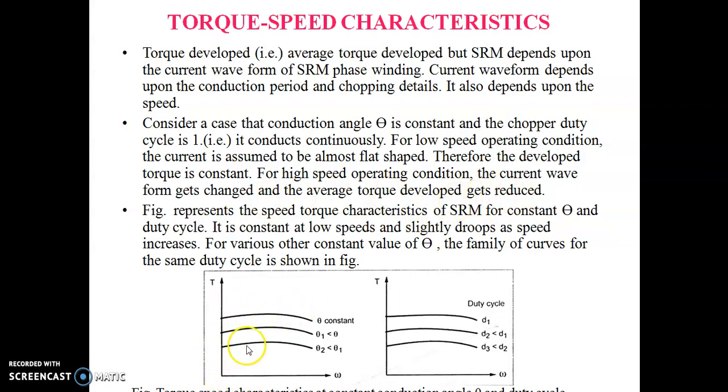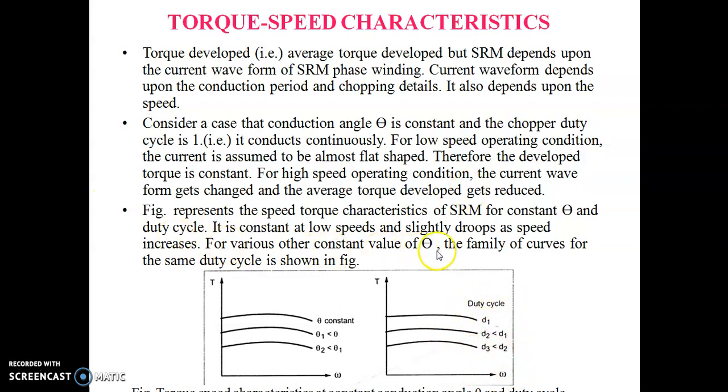So for low speeds, it remains almost flat, and the torque remains flat, and for high speeds, the torque value keeps decreasing. For all the values of theta, we get torque values like this. The figure represents the speed torque characteristics of the SRM for constant theta and constant duty cycle. So it is constant at low speeds and slightly droops as the speed increases. Similarly for the duty cycle, as the speed increases, the torque value remains almost constant for low speeds, and after high speeds are achieved, the torque value keeps decreasing for different values of the duty cycle.